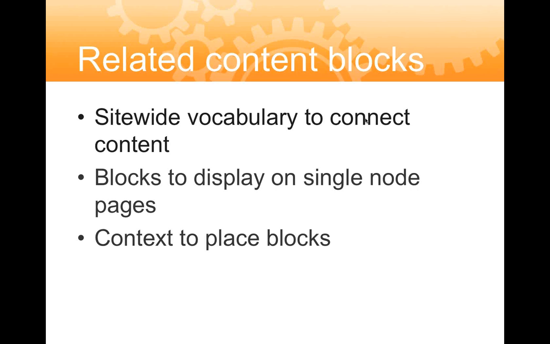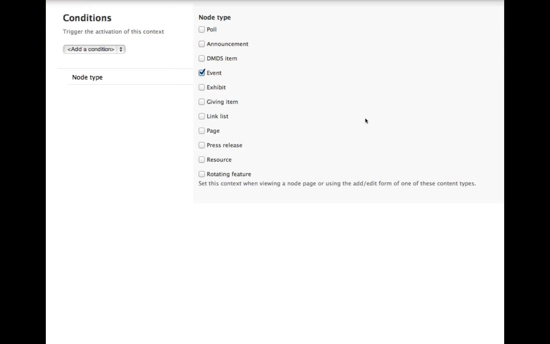Okay, so we've talked about the first two steps of creating a related content block. First, writing the vocabulary. Second, using the views module to create the actual block itself. The third step is using the context module to place the block on the page. We want that block to be on an event page. So we use the context module. Just to take a step back, it's a great module. I don't think we really create a Drupal site that doesn't use it.